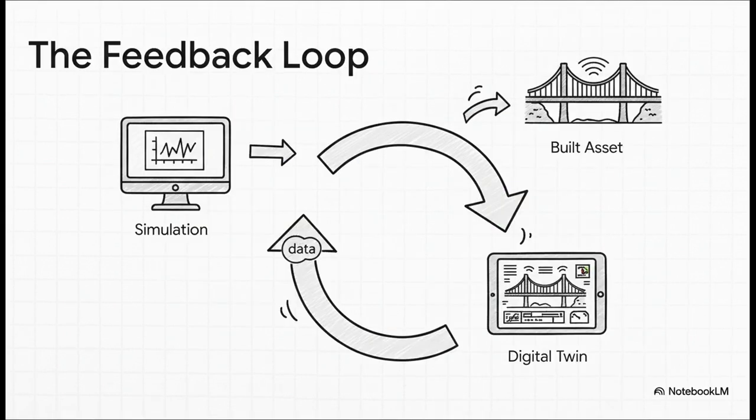So here's how that feedback loop works. You start with simulations to get the best possible design from the get-go. Then, once the asset is built, a digital twin takes over to monitor its real-world performance. Now, the enormous amount of live data that twin collects gets fed back to create even more accurate, more realistic simulations for the next project. You see, each technology just keeps making the other one smarter.